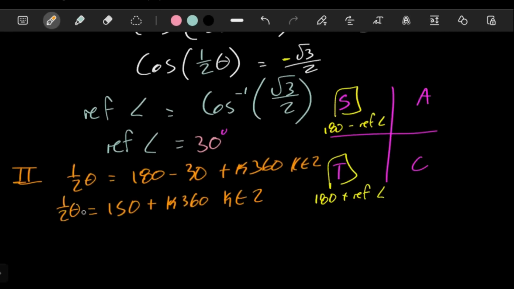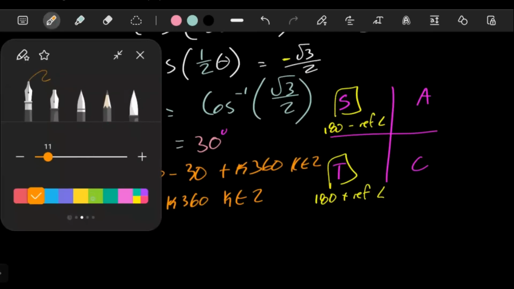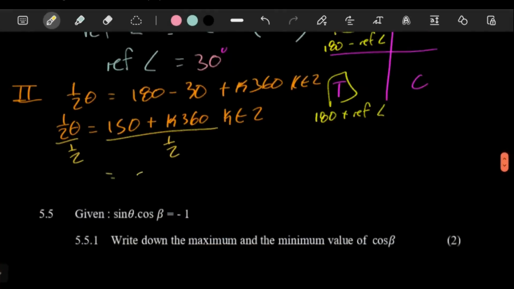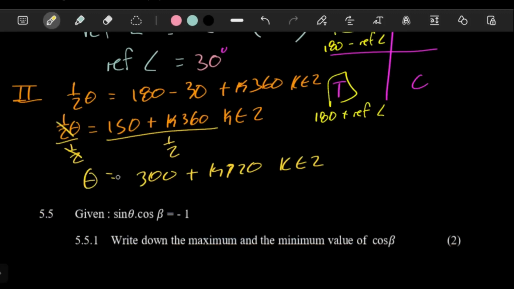But you see, you're not done here because you're going to divide by a half everywhere. So you're dividing by a half everywhere. You have to get 300 here plus K720, K is an element of integers. This is theta.